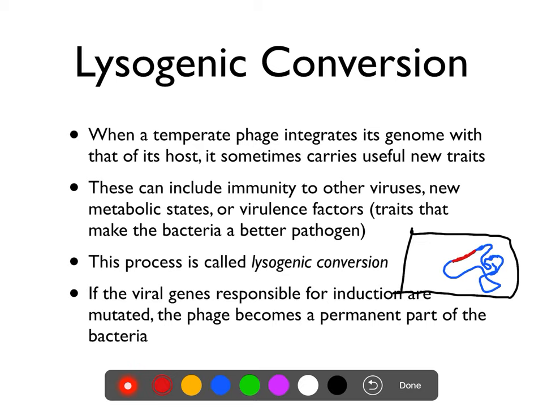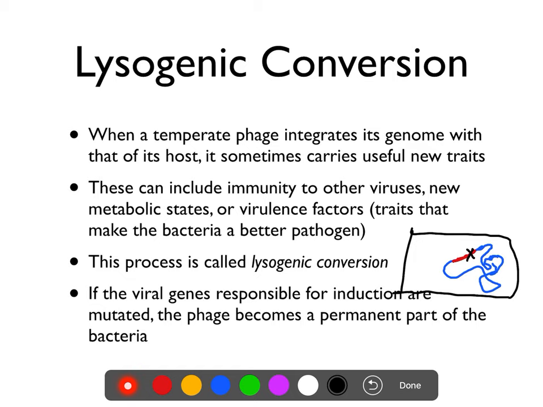What happens if this cell suffers a mutation? And specifically, it suffers a mutation in the gene that allows the viral chromosome to leave. Now, that prophage is stuck. It can no longer get out of the host cell. It can no longer get back on the lytic cycle. It becomes a permanent part of the bacterial genome.